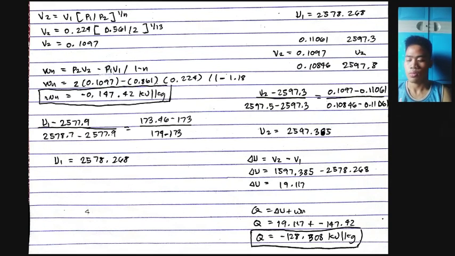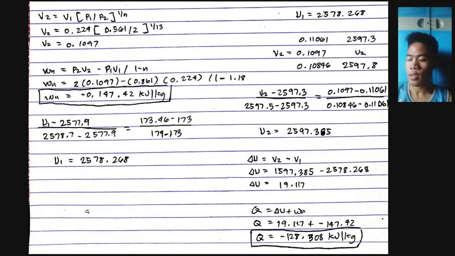So next, by getting the value of U1, so U1 minus 2577.9 over 2578.7 minus 2577.9 is equal to 173.46 minus 173 over 174 minus 173. By calculating it, our U1 equals 2578.268.